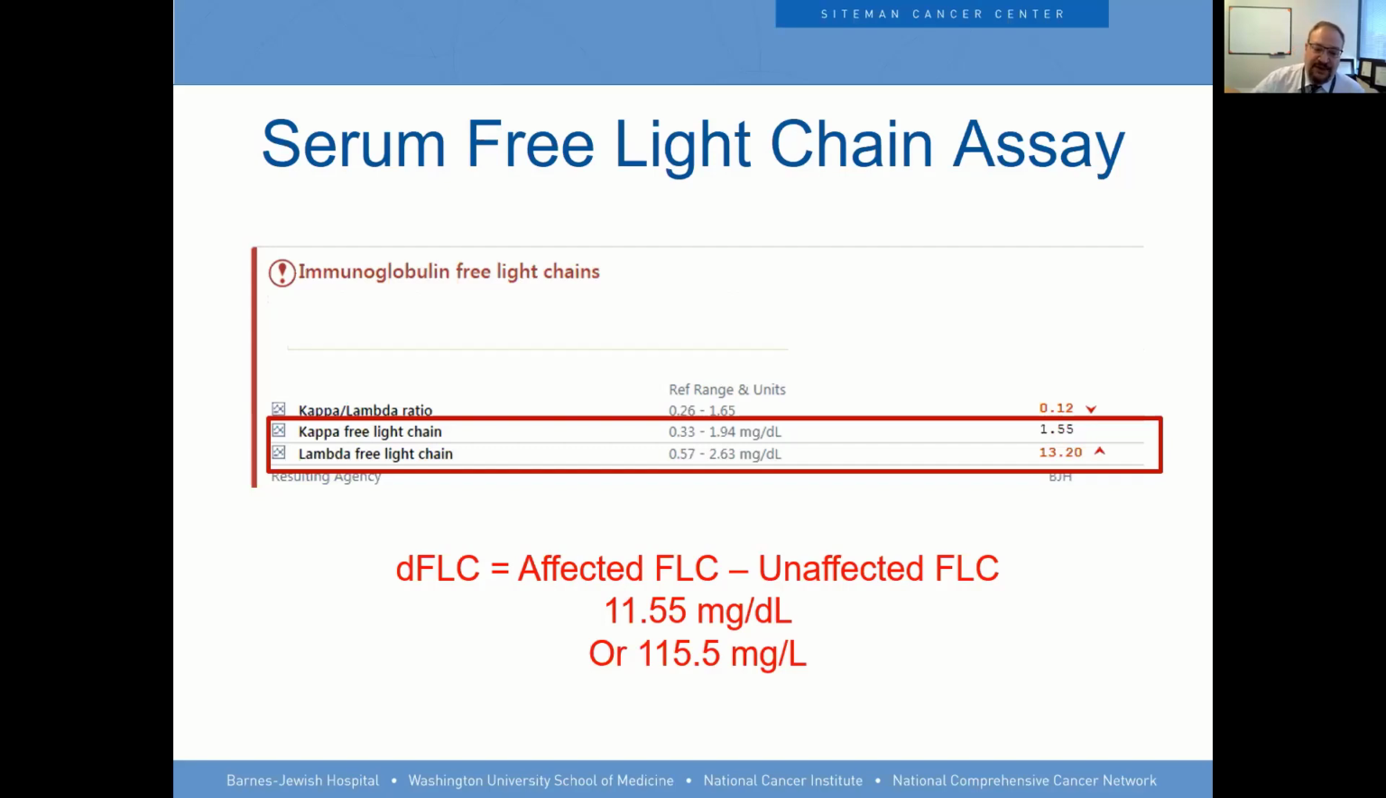The other important thing that's not reported is the measurement we call the free light chain difference, or DFLC. And this is calculated by subtracting the unaffected free light chain from the affected free light chain. So in a patient with lambda light chain amyloid such as this, we subtract 1.55 kappa from the 13.2 lambda, and we get a free light chain difference of 11.5 milligrams per deciliter.